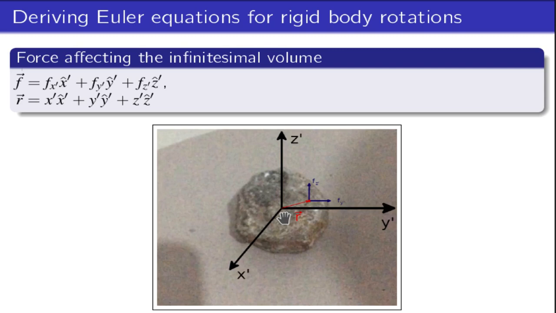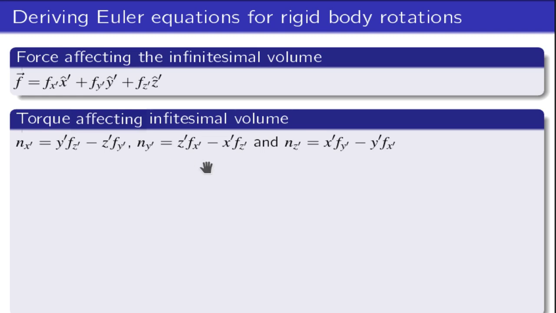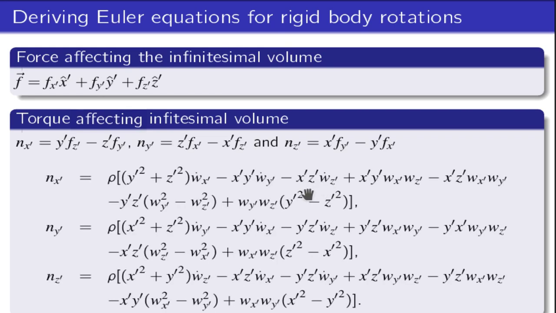Then, by using the force on the infinitesimal volume, we can write the x' component of the moment of force as Nx' is equal to y' times Fz' minus z' times Fy'. And similarly, y' and z' components can be written in this way. Then, by using the explicit form of the force, we can write the components of moment of force that should act on the infinitesimal volume.